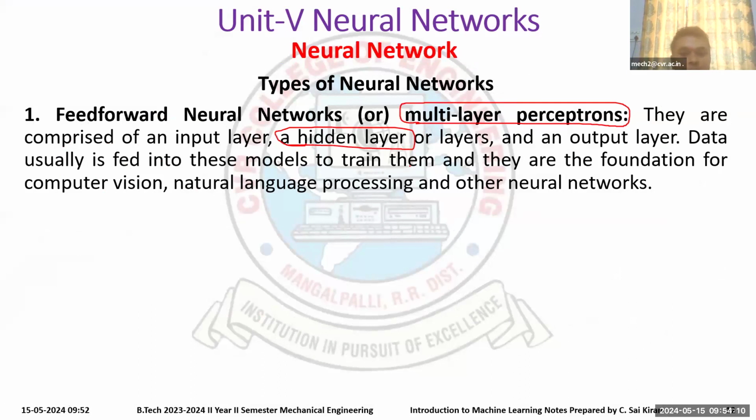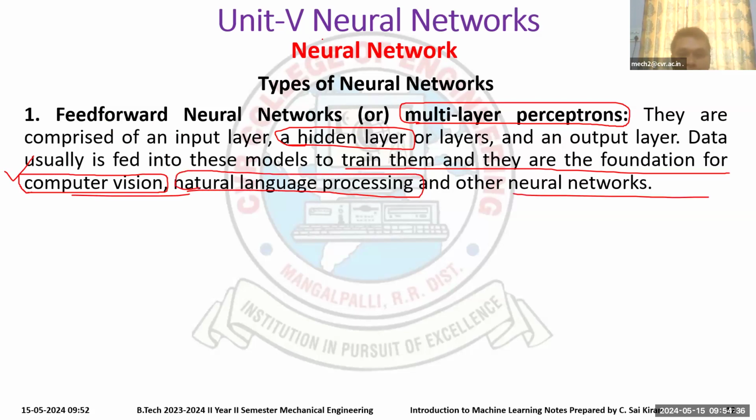Generally, these are used to train models, and are the foundation for computer vision. If a computer is taking images and you want to analyze them with image processing, then you use computer vision. This type of feed-forward neural network is used in computer vision and natural language processing, which is converting one language to another.